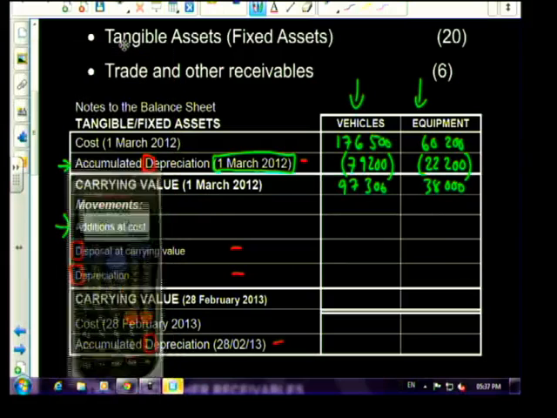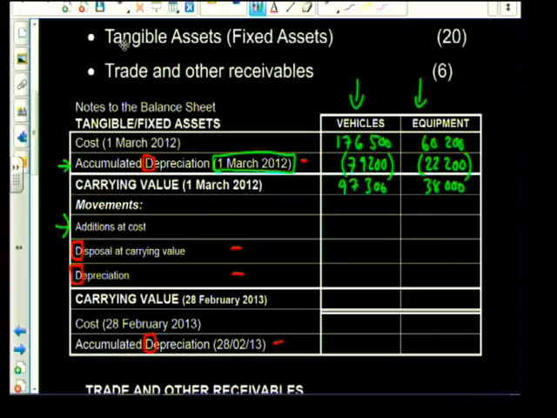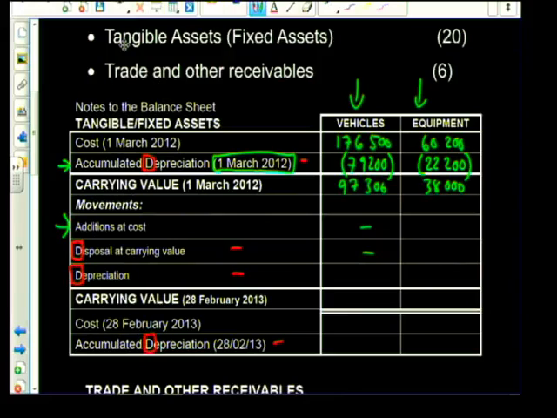Now we have to look at their movements, and the movements are our additions, our disposals, and our depreciation. We know that when we read the question, there were only items affecting equipment. There was never anything affecting vehicles. So we can put in here 2 dashes to show that the additions and the disposals for vehicles were nothing. We didn't actually change anything in our vehicles. However, there were some changes in equipment.